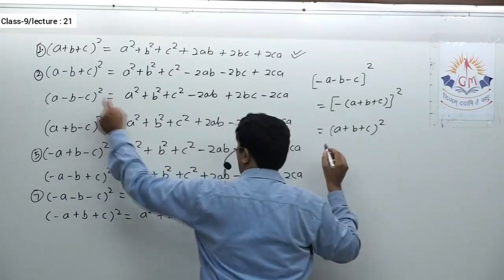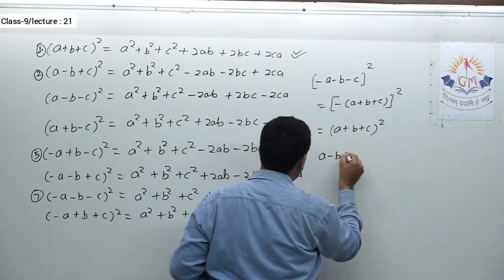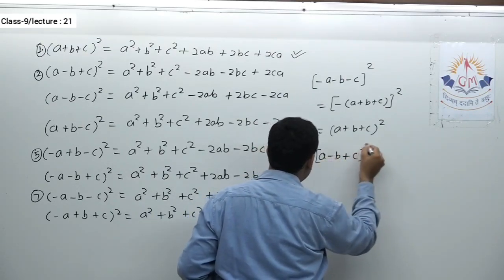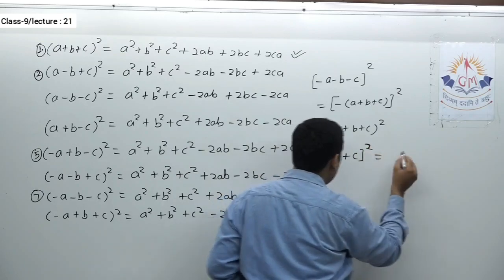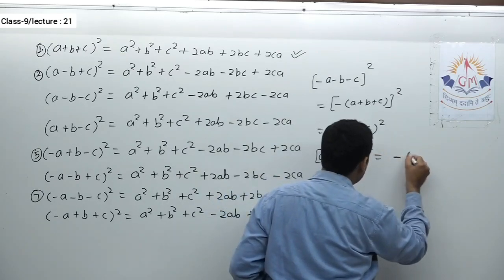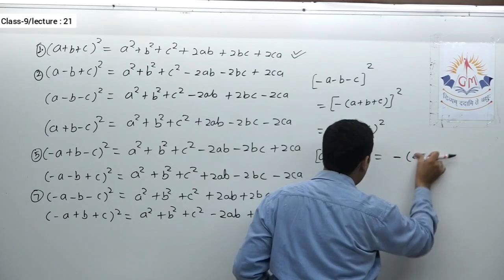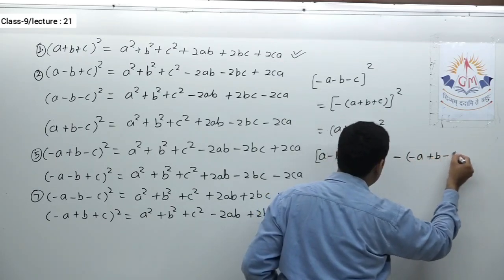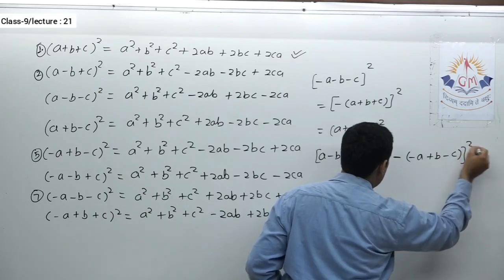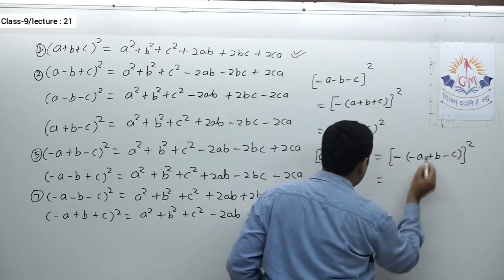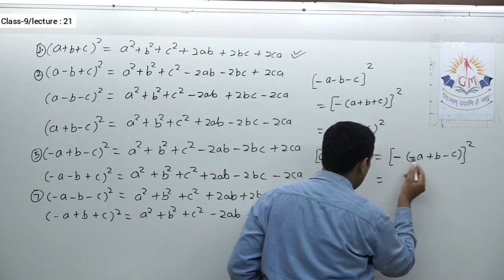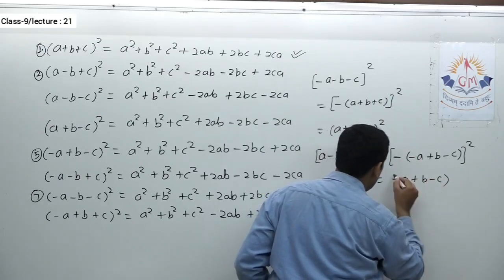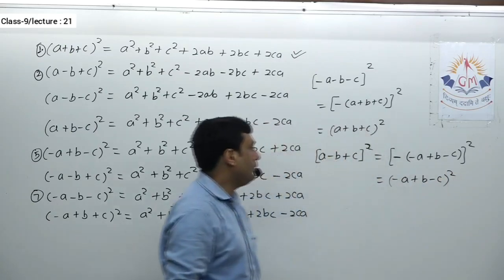If I start with the second one, a minus b plus c whole square, and again over here I take the minus sign common, what will I get? Minus a plus b minus c. I will get this, and the minus sign will cancel out since the square of a negative is positive, so ultimately I will get this expression. So these two are the same.